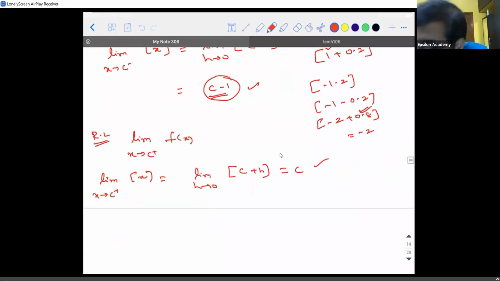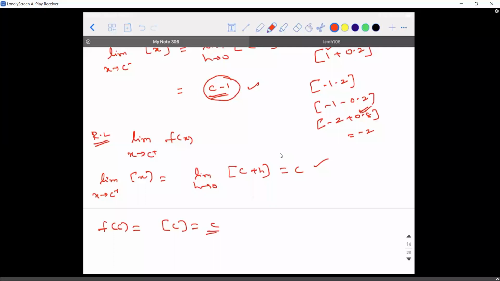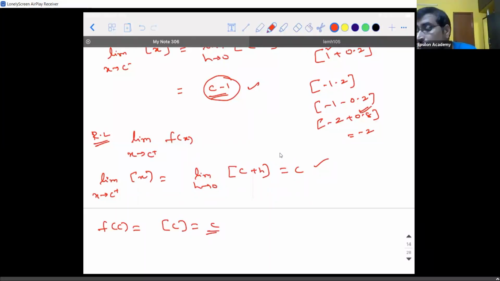What about the function value? f of c is equal to the greatest integer of c. That is also c, because I've taken c to be an integral value. So where do you find the points of discontinuity for this function? You will find the points of discontinuity at all integer values.